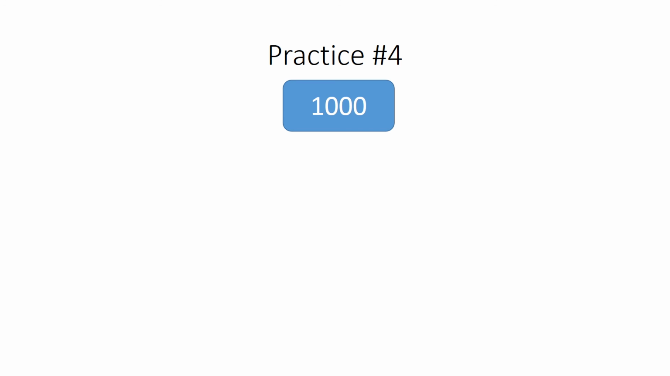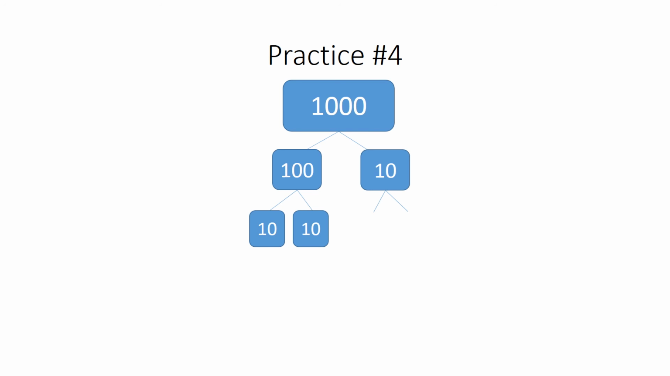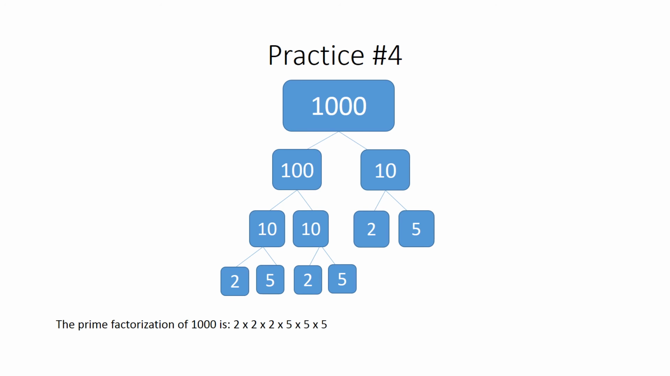So 1000, we divide that by 10. You get 100. 100 times 10 will give you 1000. Now we have to keep going until you get prime numbers. So 100, you can break that down into 10 times 10. And the 10, you can break that down into 2 times 5. And again, your 10s, you break them down to 2 and 5s.